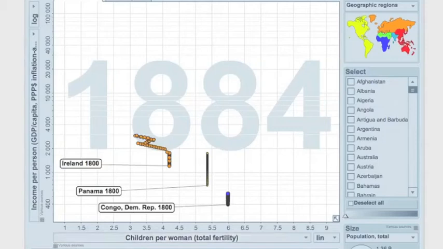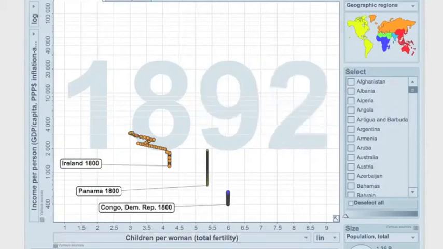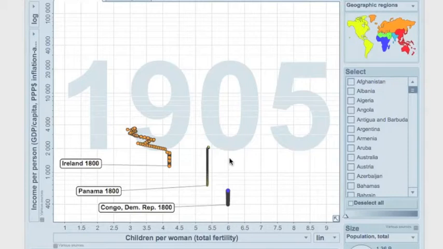And as we're entering 1903, we can see a slight increase in children per woman and income per person, and this marks the Panama independence from Colombia. So we can assume the GDP per person increases and people find good jobs, and so the birth rate per woman is increasing as well.